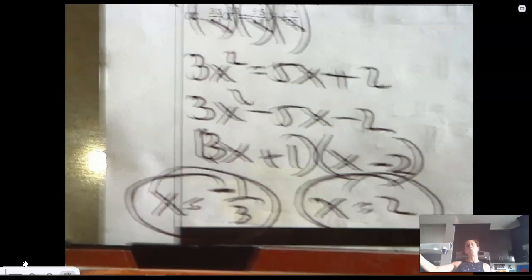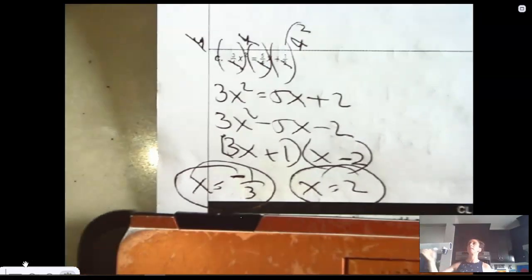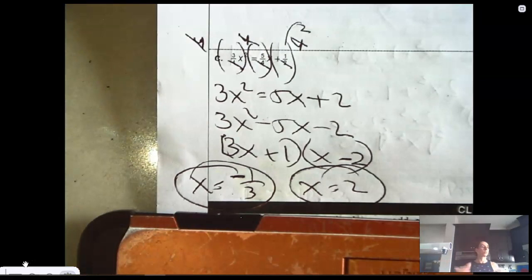Okay? And some of you go, when is it going to be extraneous? A lot of time it's extraneous when you have square roots or you have x's on the bottom. Any other time, usually your answer is your answer unless you made a mistake.